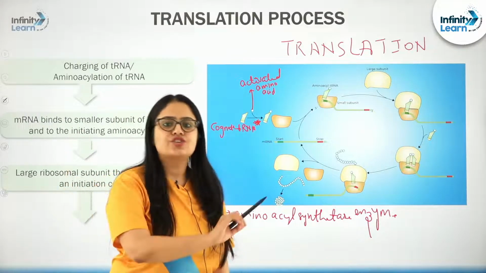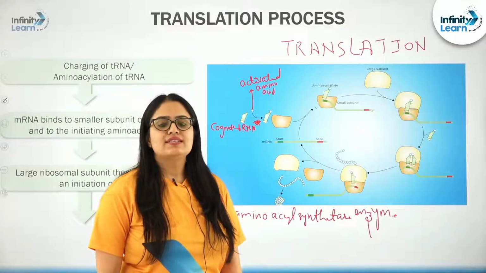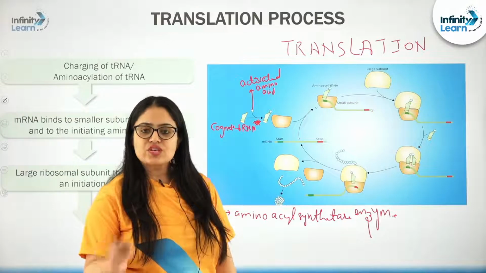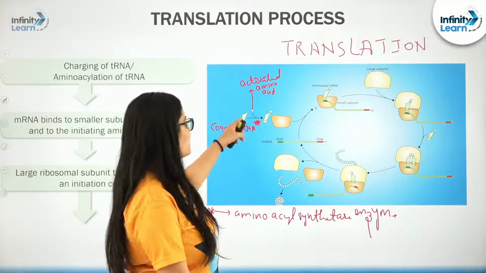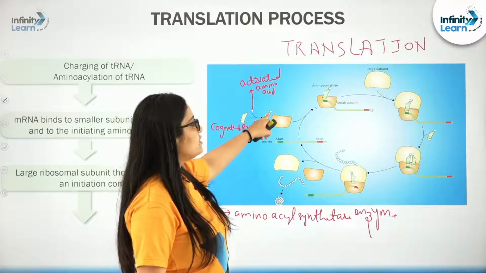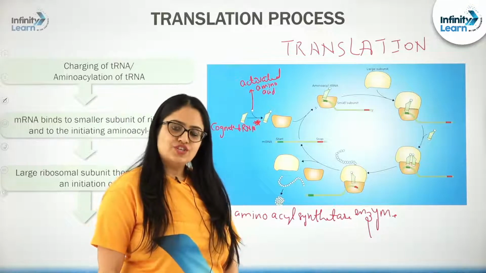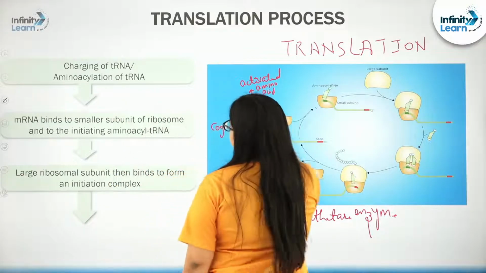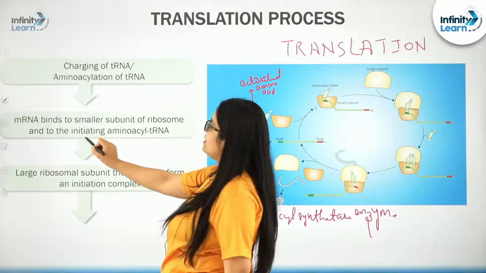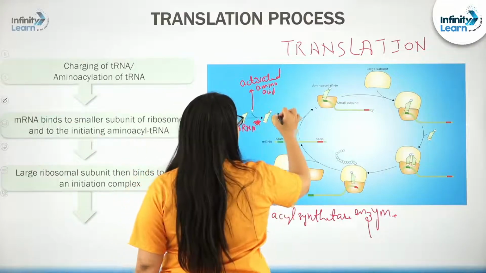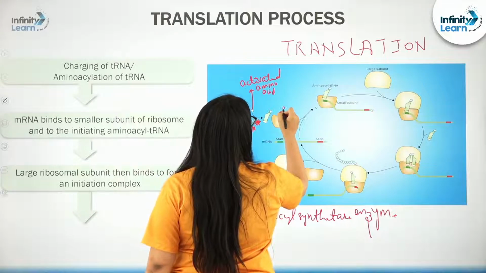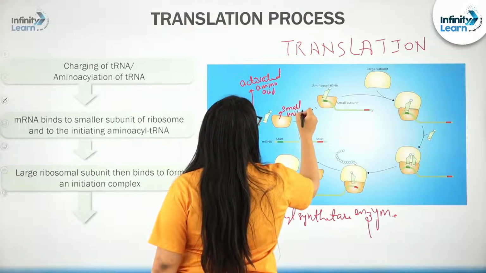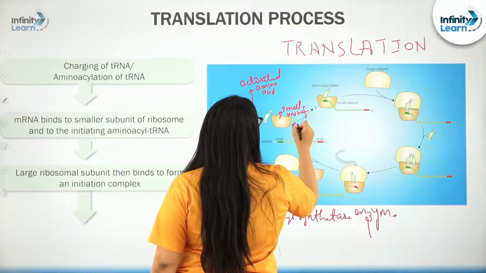It is initiator aminoacyl tRNA because it is going to initiate the translation process. So, this is the initiator aminoacyl tRNA. Next, this initiator aminoacyl tRNA will bind to this. What is this? This is the small subunit of ribosome.